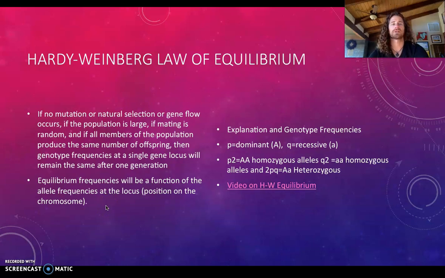So Hardy-Weinberg, the assumption is that there's no mutation, no natural selection, and no gene flow. So this is really looking at population genetics that are isolated. So you're really looking at the distribution of alleles based on that structure. And again, watch the video on Hardy-Weinberg equilibrium to figure out how to solve for the equation.